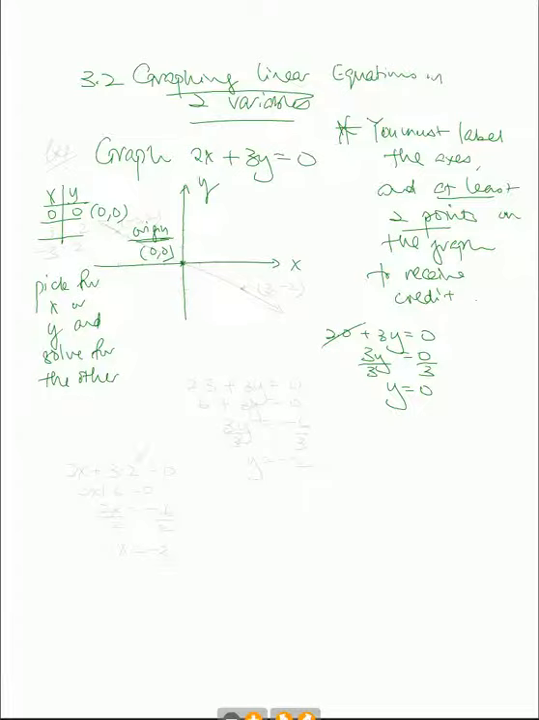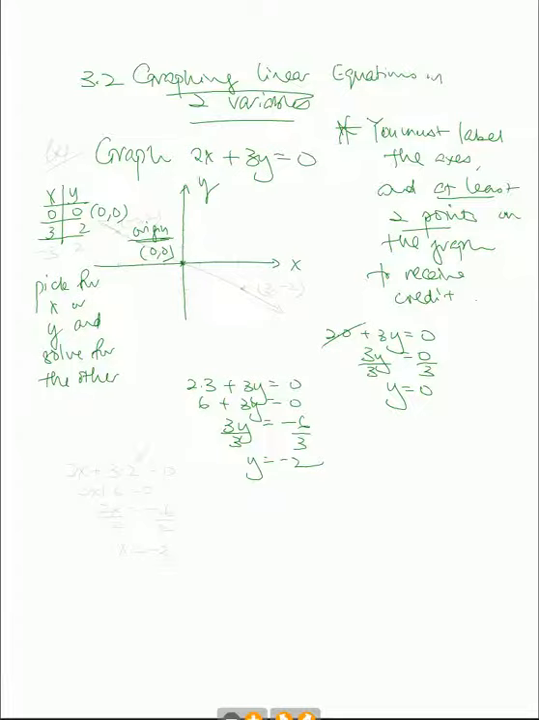Let's say I pick 3 to be x. It doesn't have to be 0, 1, 2. I can pick anything I want. So let's try 3. So 2 times 3 plus 3y is equal to 0. Why 3 was chosen is because I kind of saw ahead that 2 times 3 makes it 6, and when I bring it over I get negative 6, and when I divide by 3 I get a nice number, negative 2.